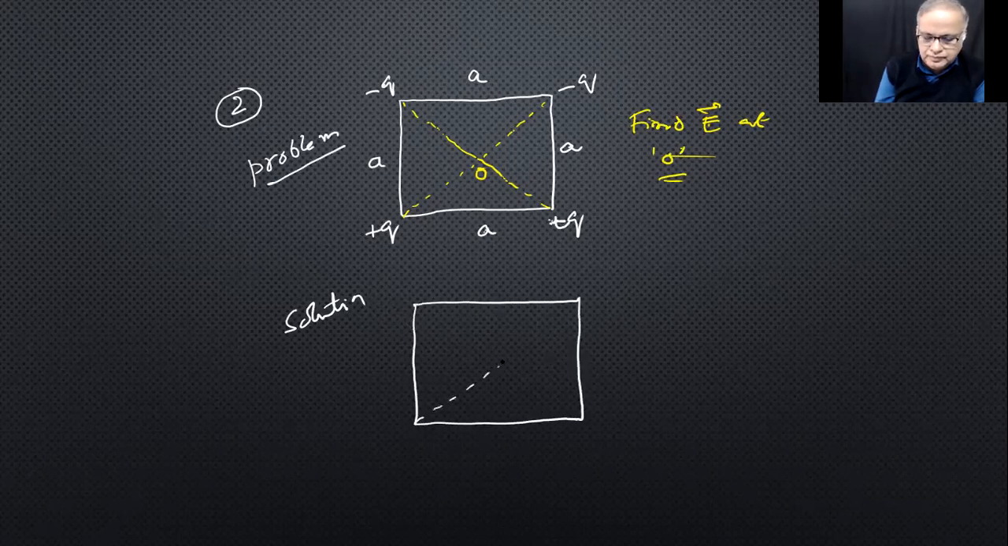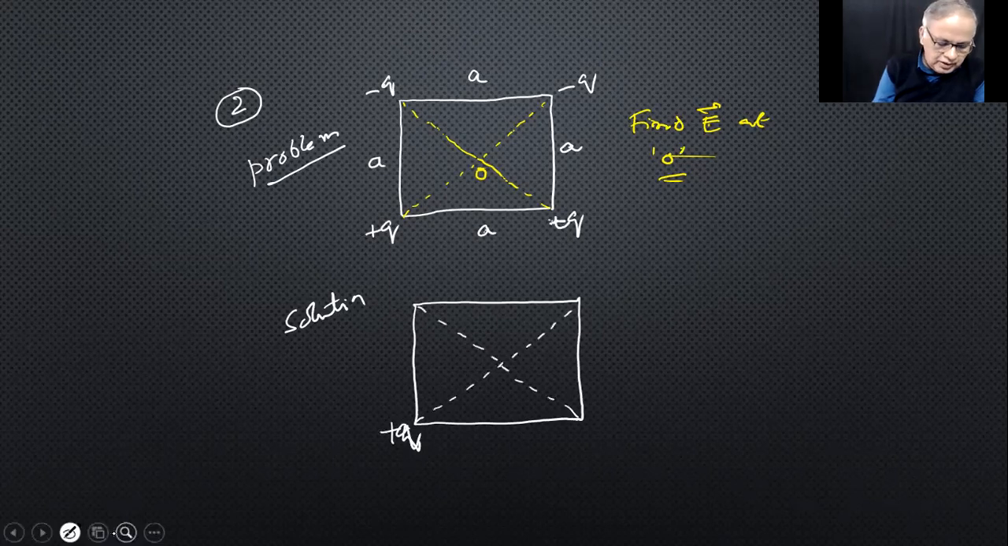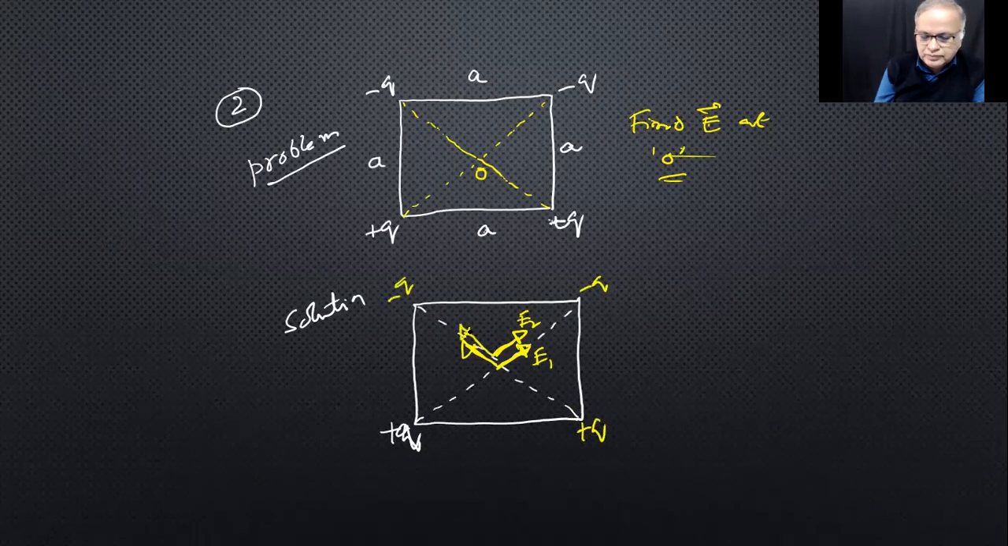So plus q. The field of this at the center will be in what direction? Away from plus q. This is minus q here. Due to minus q, once again it is towards minus q. So if this is E1 and this is E2, they'll be added up. Similarly, this plus q's field will be here away from it. This minus q's field will be towards it. We can call one of them E3, the other E4.